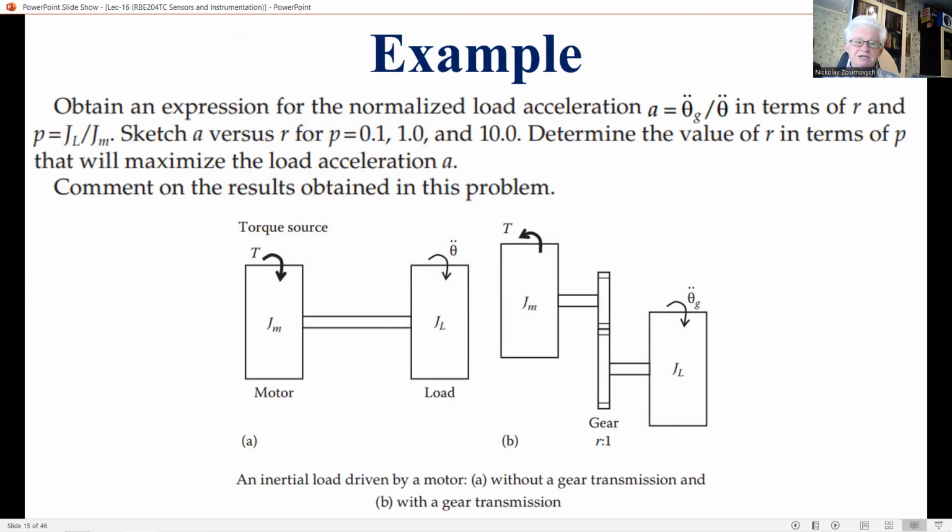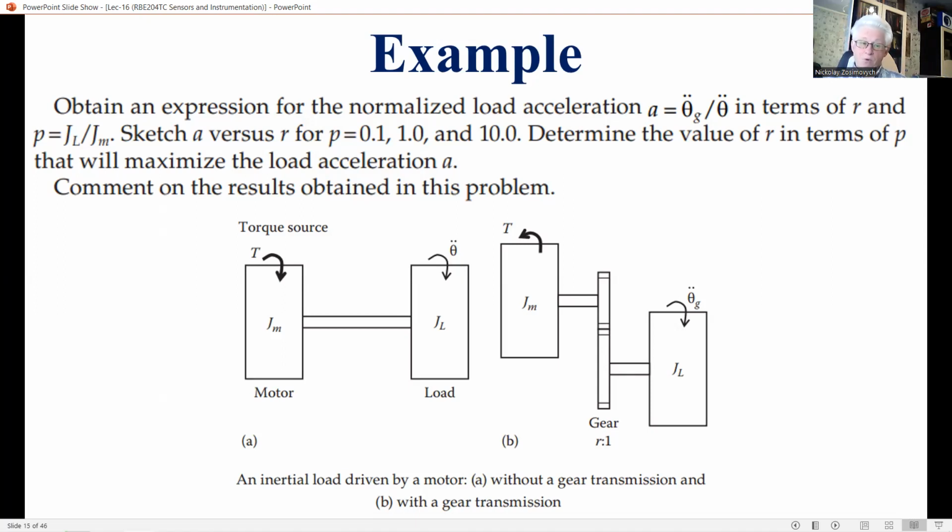Consider the mechanical system where a torque source, in our case a motor, of torque T and moment of inertia J sub M, is used to drive a purely inertial load of moment of inertia J sub L. What is the resulting angular acceleration theta double dot of the system? We should neglect the flexibility of the connecting shaft.